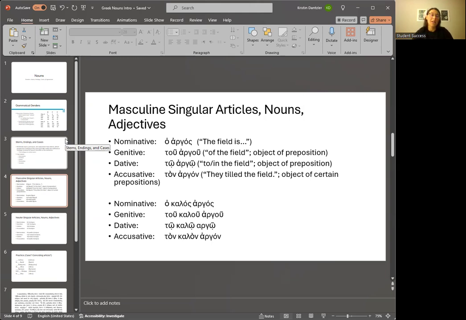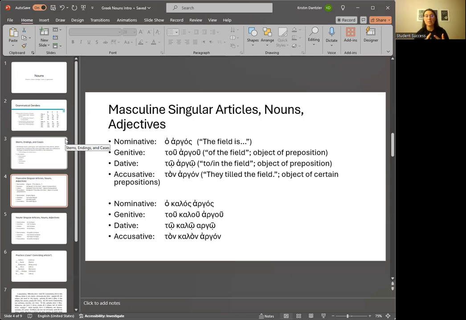Maybe that's too complex. But having any sort of repetition and anything that can help you remember this is great. But I'm just giving you what helped me. Second segment on this slide, I threw in the adjectives to go with it. Adjectives in Greek will always match in case, number, and gender with the article and the noun that they correspond with.